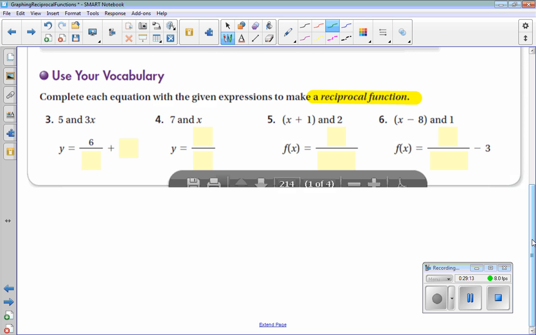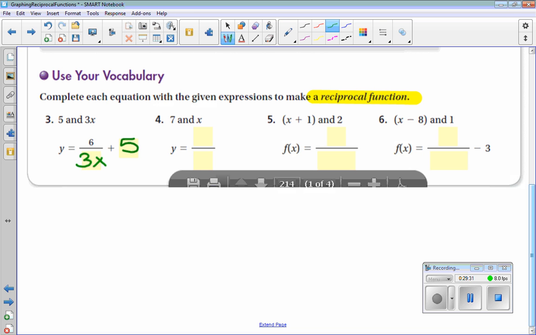I'm looking at number 3 here. I'm given 2 blanks and I have options of 5 and 3x. Below the 6. Very good. The x would have to go down there for it to be a reciprocal, which means the +5, add 5, up 5 would go there.